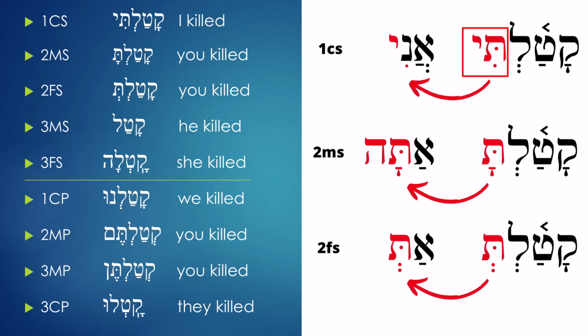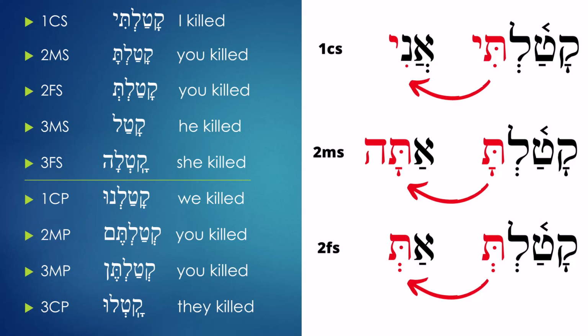From the pronoun ani. And in second person masculine, you have katalta, and that ta is coming from second person masculine singular, the pronoun ata. And you remember ata means you. So katalta means you killed. Can you see the translation? You killed. Katalta, you killed. In second feminine singular, you have katalt.